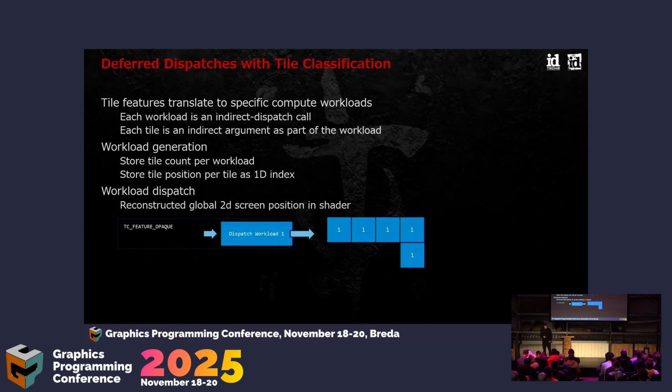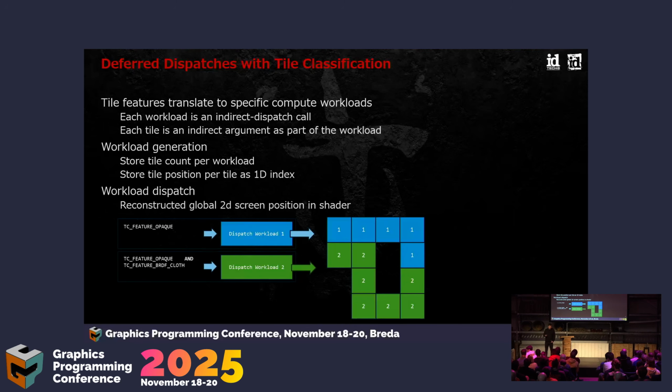So let's do a little example for illustration purposes. Imagine a tile only has one feature, which is opaque, really our simplest case. We can run a very basic lighting shader, which is in that case the blue workload. The tile additionally has the BRDF cloth feature. That means that at least one pixel in the tile has cloth shading enabled. And this generates the second workload, which translates to a different set of tiles on the screen.